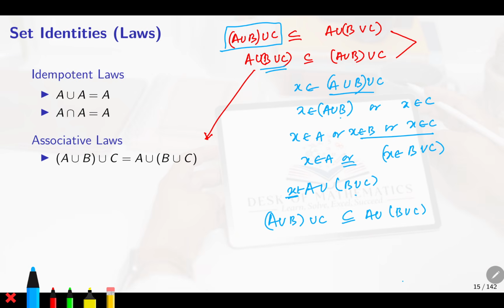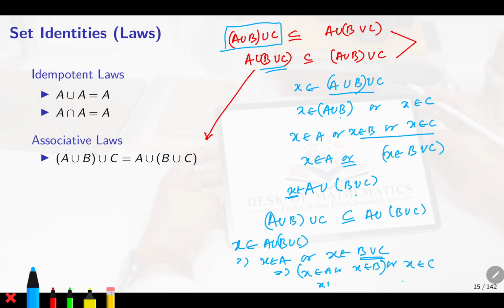Similarly, now take an element from the other side. Let X be from A union (B union C). That means X is from A or X is from B union C. That means X is from A or X is from B or X is from C, by this union. Now take these two: X belongs to A union B or X belongs to C. That means X belongs to (A union B) union C. So this is a subset of that one, and so you will get the associative law.